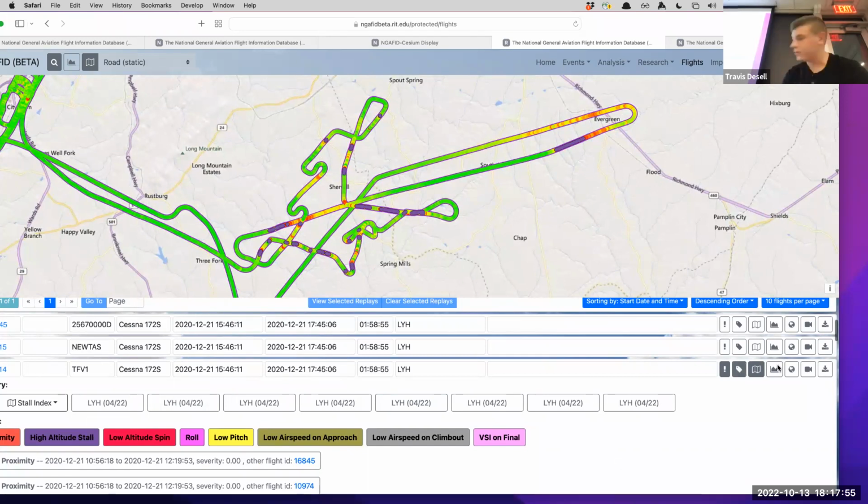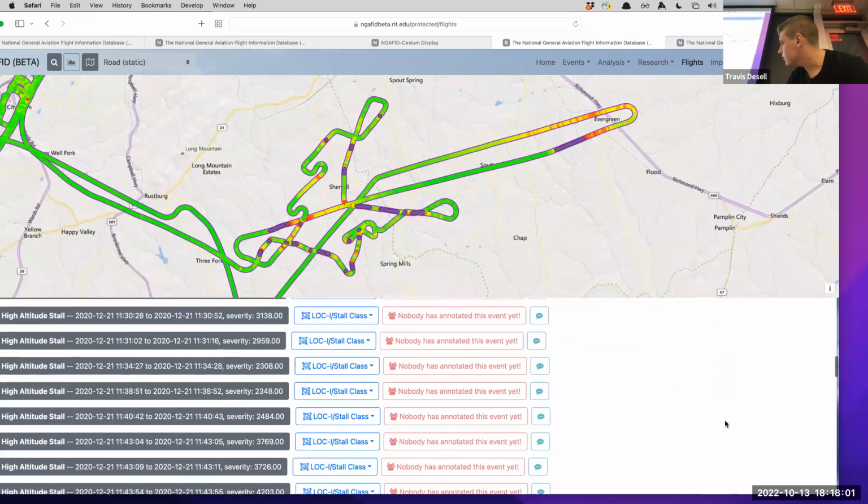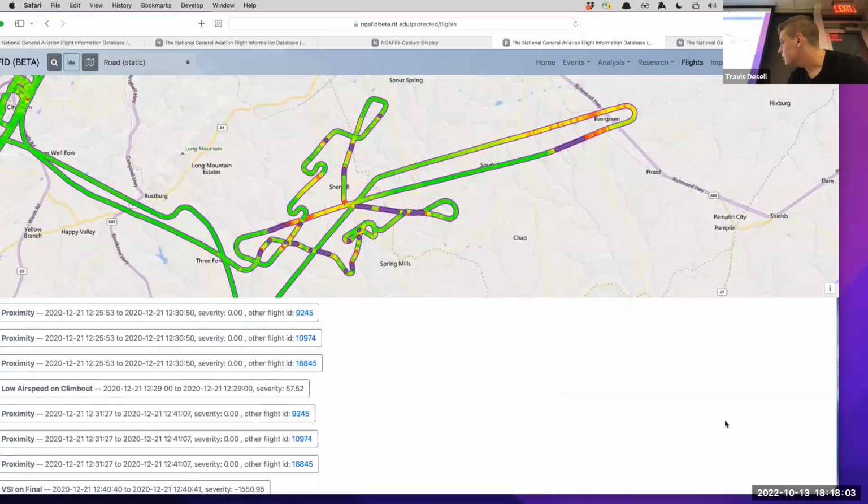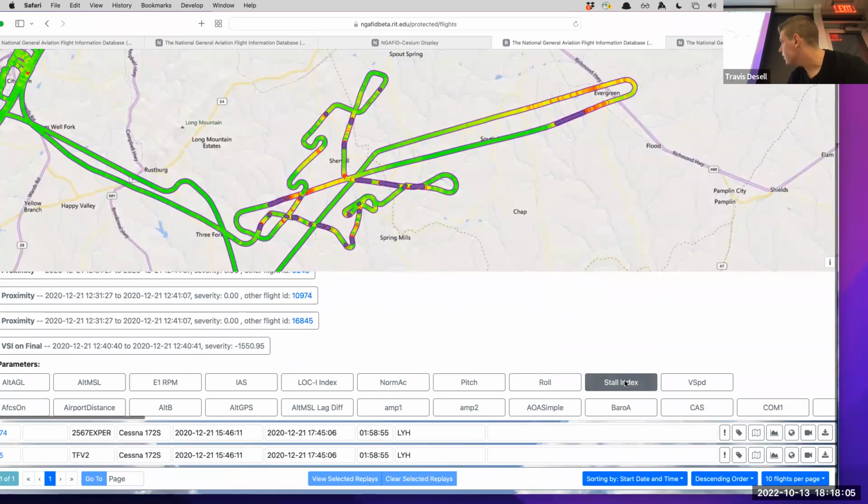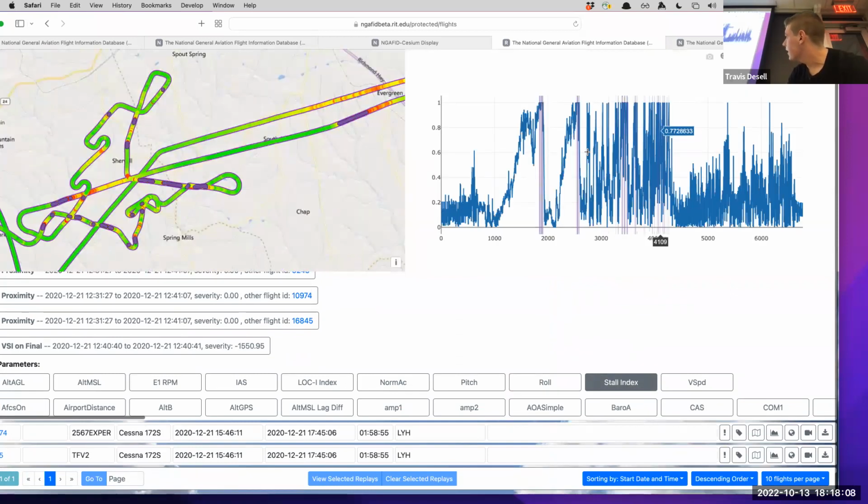You can also see the data visualization. If we go all the way down here, you can see our stall index really got high at these time steps, and the purple is where that was. So that's pretty much it for stall stuff. Travis, I'll hand it back to you. Thanks, that was awesome.